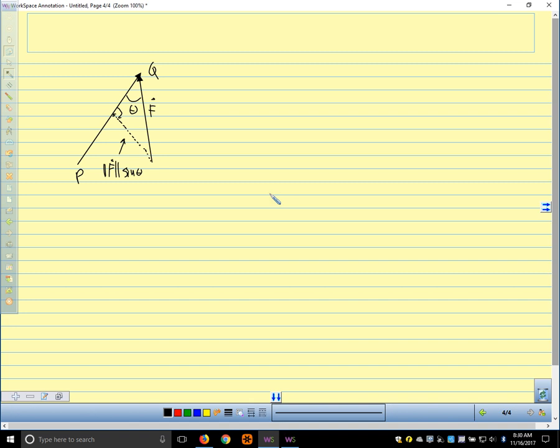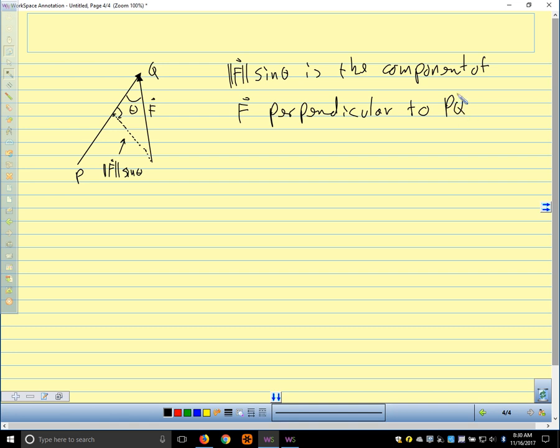So is this in one plane, that diagram? That diagram's in one plane. So the torque here would be coming out of the page. M would be coming out of the page. So this quantity, F sine theta, is the component of F perpendicular to PQ. Only the component of the force that's perpendicular to the vector PQ produces torque.